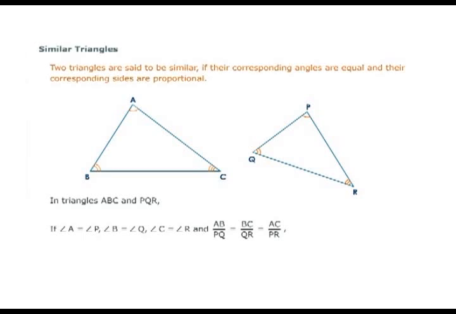Two triangles are said to be similar if their corresponding angles are equal and their corresponding sides are proportional. In triangles ABC and PQR, if angle A is equal to angle P, angle B is equal to angle Q, and angle C is equal to angle R, and that AB over PQ is equal to BC over QR is equal to AC over PR, then triangle ABC is similar to triangle PQR.